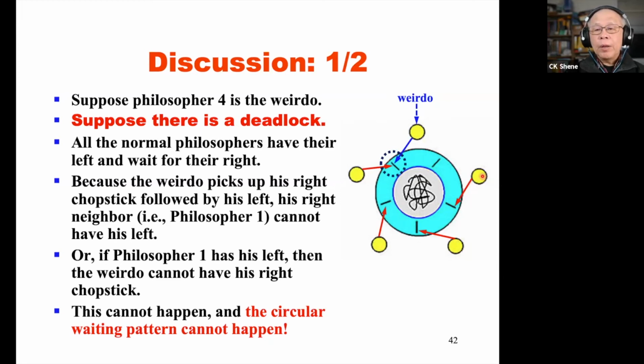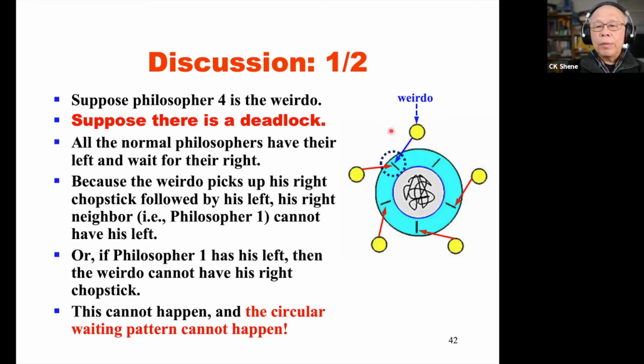Okay, therefore, in this chain of events, we assume that the weirdo has this one. So the weirdo and his left neighbor compete to get this free one. If the weirdo can get this one, the weirdo can eat, no deadlock. If the weirdo cannot have it, it can be used by this philosopher, so this philosopher can eat. So no deadlock. Here, you can easily write an argument for that.